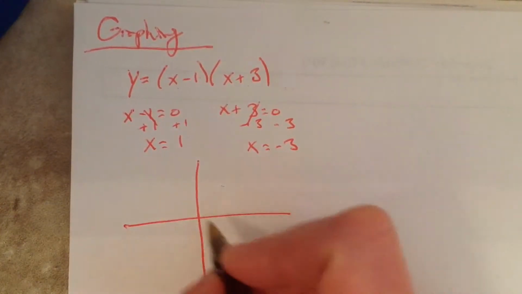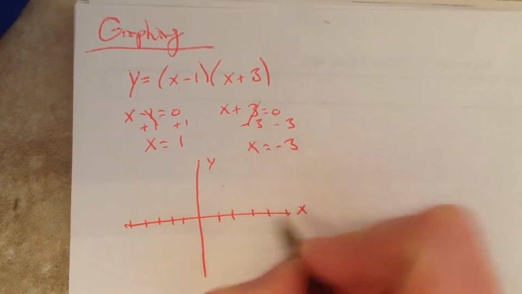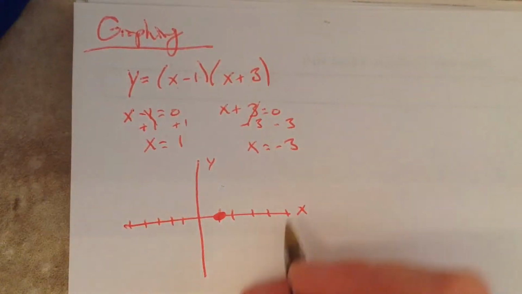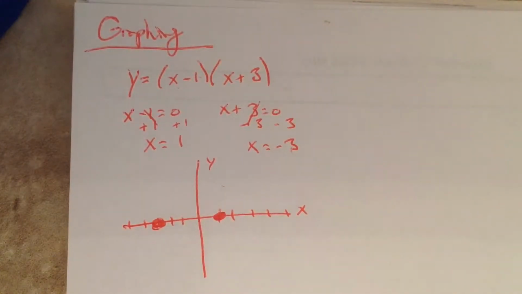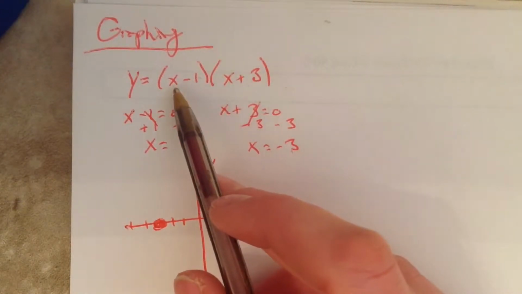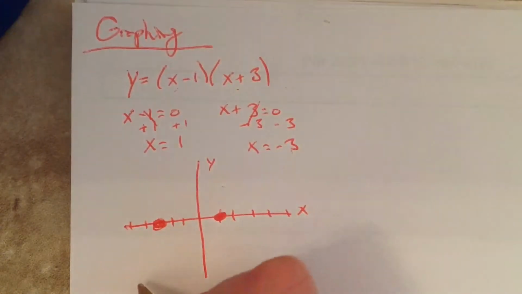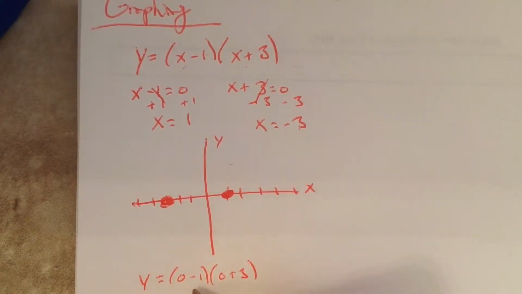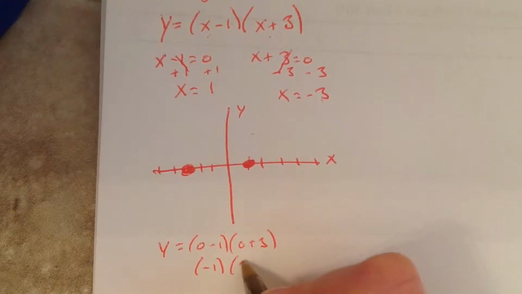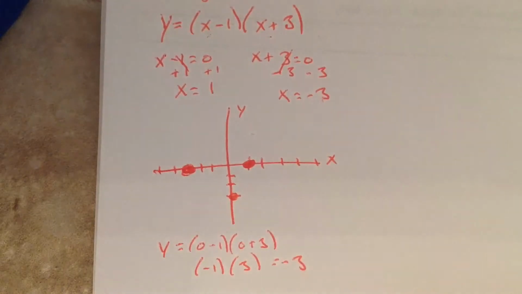What this means graphically is that we have our x-intercept, our y-intercept, putting some lines on here, we end up with x equals 1 and x equals negative 3 as our two x-intercept points. Now, if we want to find other points to plot, we would then have to plug points in or factor it out. So plugging, say, 0 in, we get y equals 0 minus 1, 0 plus 3. So negative 1 times 3 equals negative 3. So 0, negative 3 is a point.